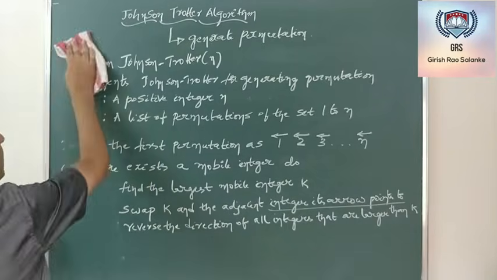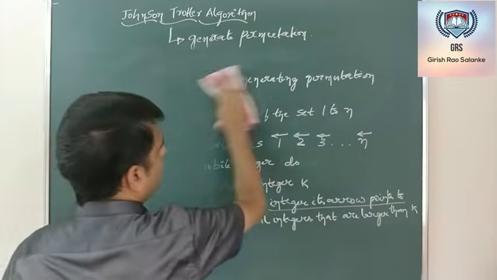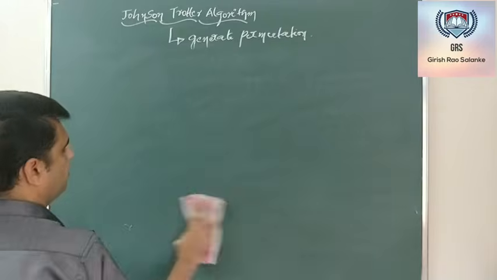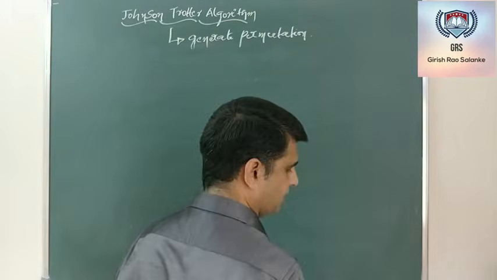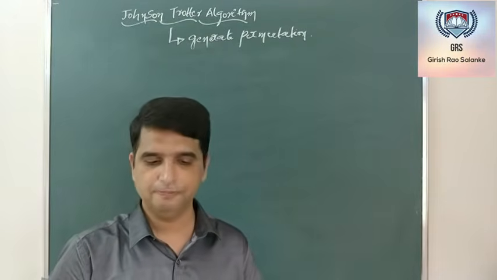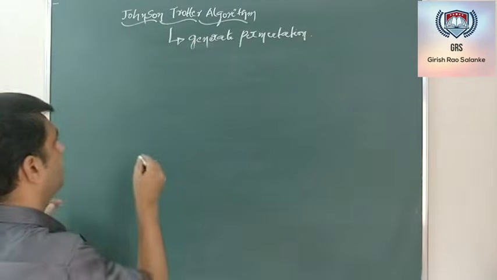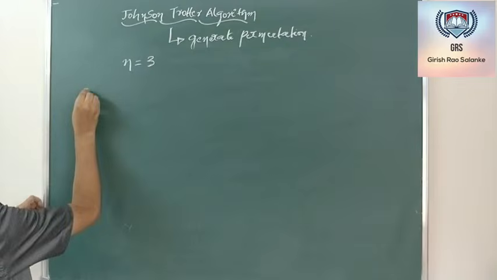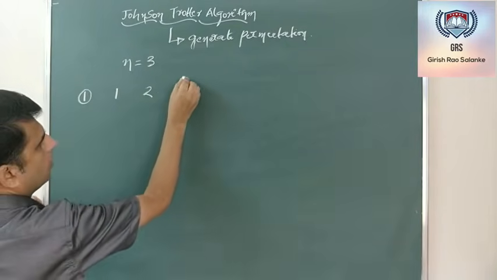Now let's quickly trace this for some value of n. We'll take n as 3 because it is easy for us to generate 6 different permutations, rather than taking n equal to 4, wherein we need to generate 24 permutations. So let's trace for n equal to 3. Now what is the first permutation? The first permutation is 1, 2, 3.